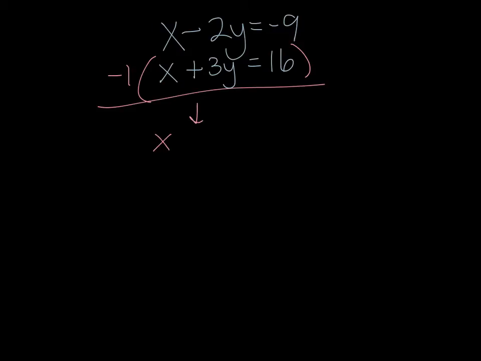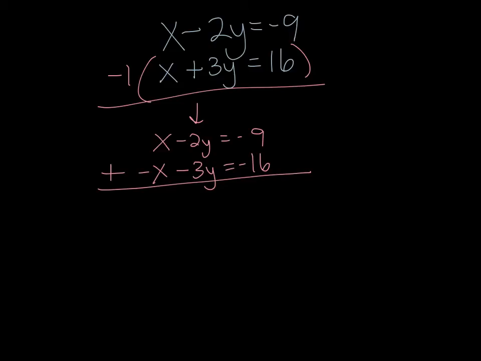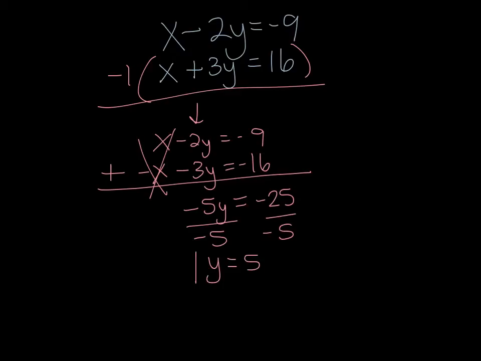So I'm going to keep my top equation the same, but I'm going to multiply my bottom equation by negative 1, so that now adding will help. Now if I add straight down, my x's will be eliminated. They'll drop out, and I can solve for y. 2x plus negative x is 0x, so those are eliminated. Negative 2y plus negative 3y is negative 5y. Negative 9 plus negative 16 is negative 25. So we solve for y by dividing by negative 5, and we see that y equals positive 5.